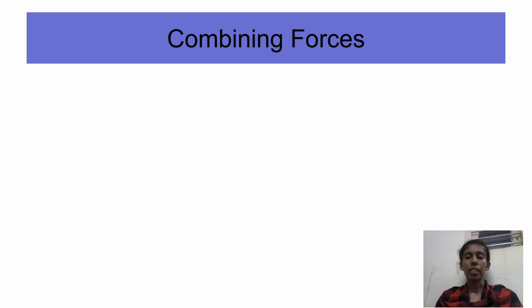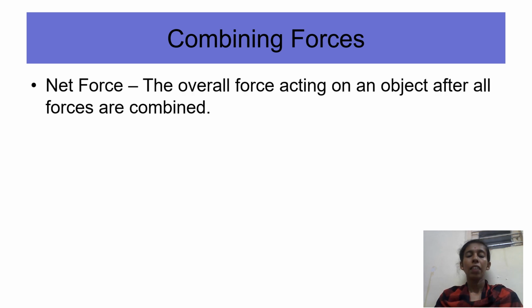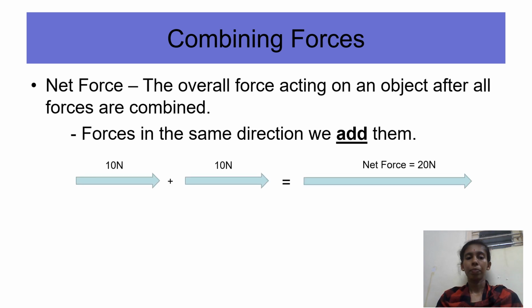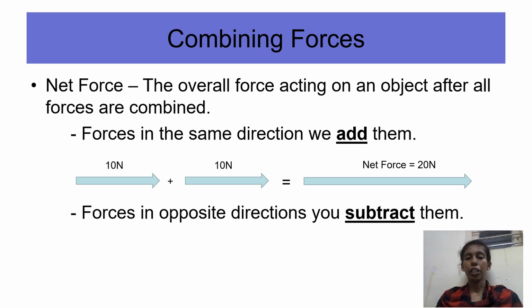Combining forces. Net force is the overall force acting on an object after all forces are combined. Forces in the same direction, we add them. 10 Newton plus 10 Newton. These forces act in the same direction, so the net force becomes 20 Newton.